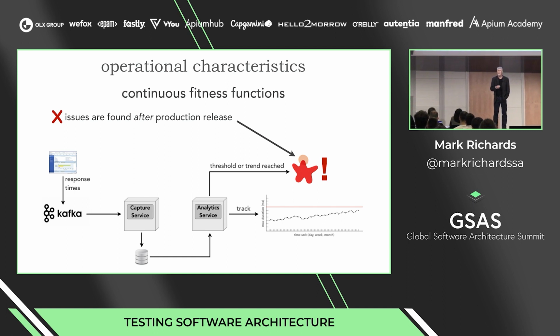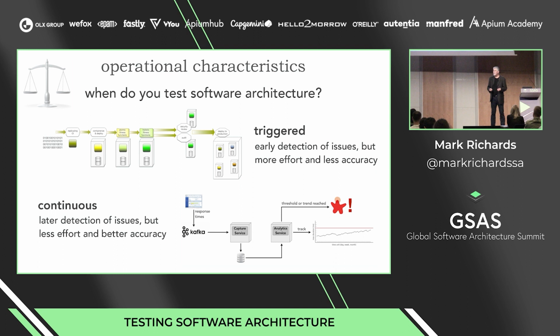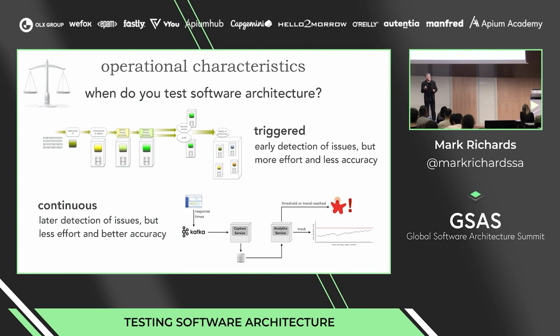Oops, I thought we were there, but we're not, because now I find out about problems after we release into production. So we can see there are some interesting trade-offs between when to use these fitness functions. Triggered is great because I get early detection, but they're much more expensive, much more effort, and a lot less accurate.